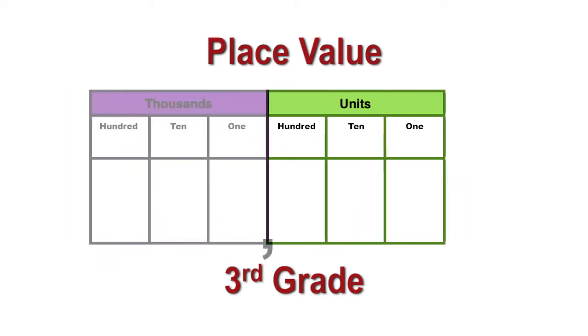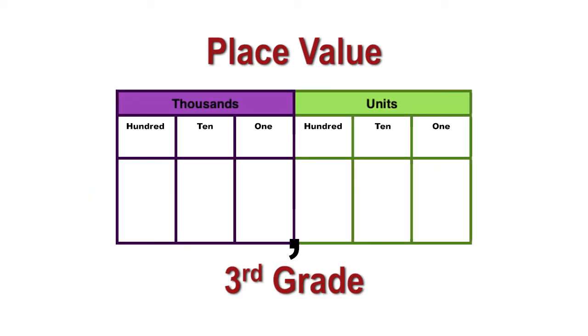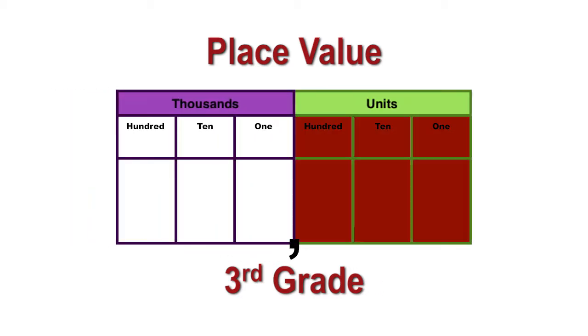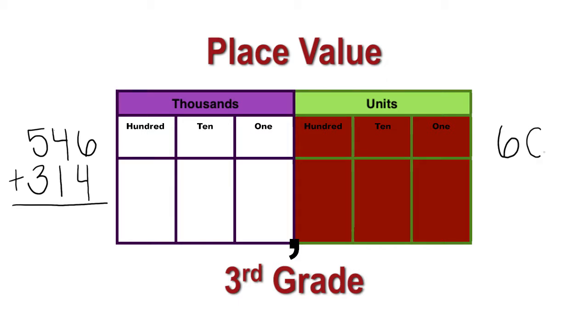3rd graders will still use place value understanding to add and subtract sums less than 1,000. This means that students add any two numbers together to total a number less than 1,000. An example could be 546 plus 314. Students will also subtract numbers less than 1,000 in 3rd grade. For example, 603 minus 478.